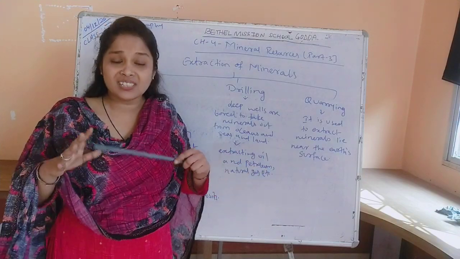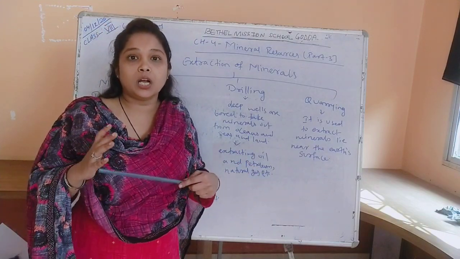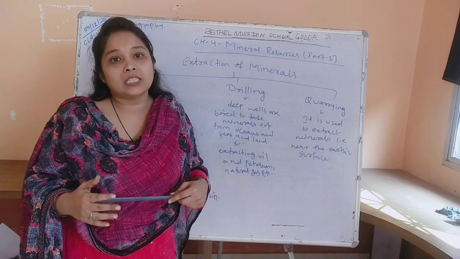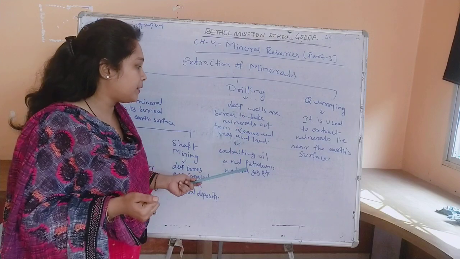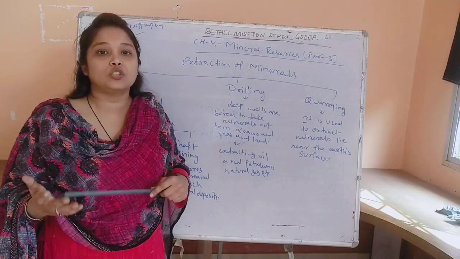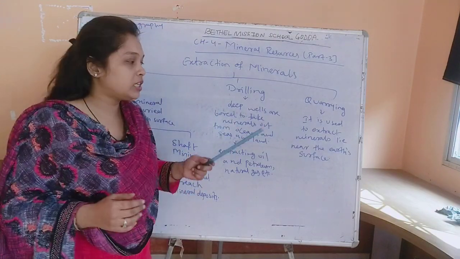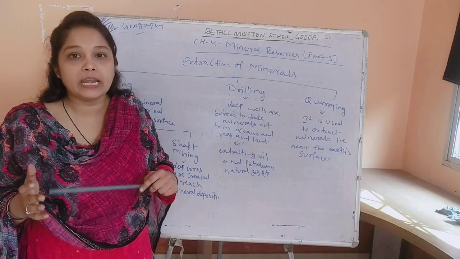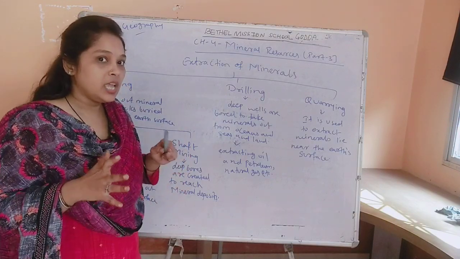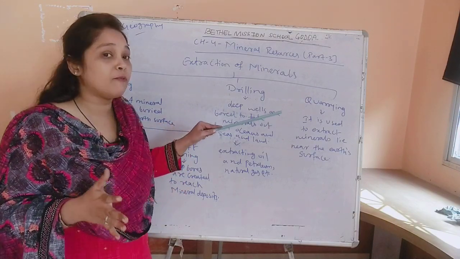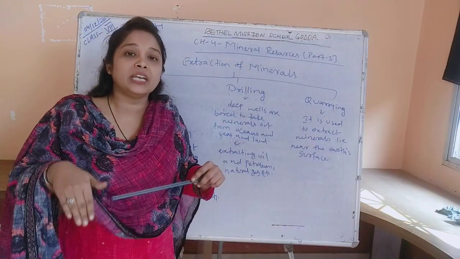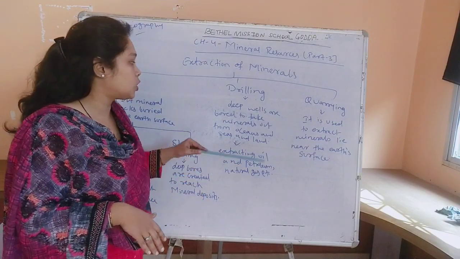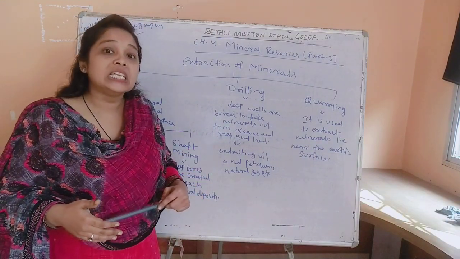You can see that there was Sagar Samrat, a ship which was built in the ocean to dig out oil and petroleum from the ocean and natural gases from the land. So drilling is a method in which deep bores or deep wells are made to dig out minerals which are deep down on the earth's surface or in the oceans and seas.